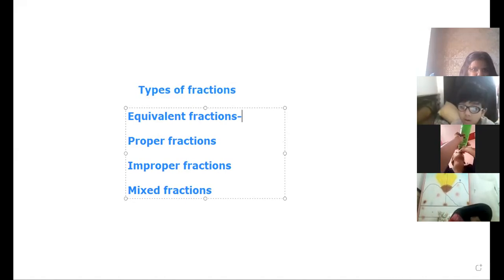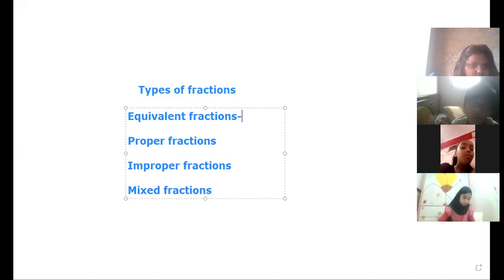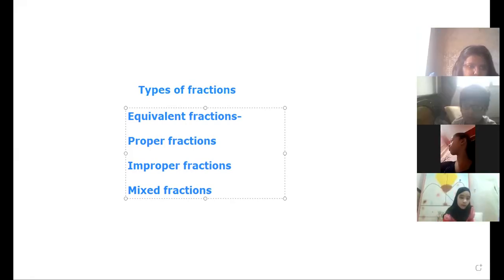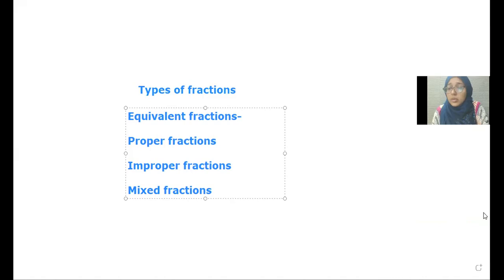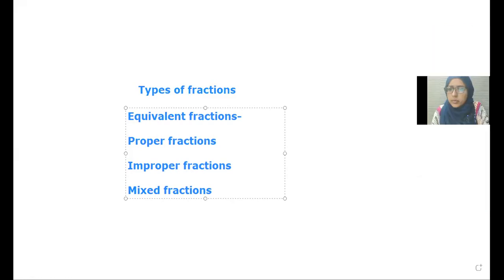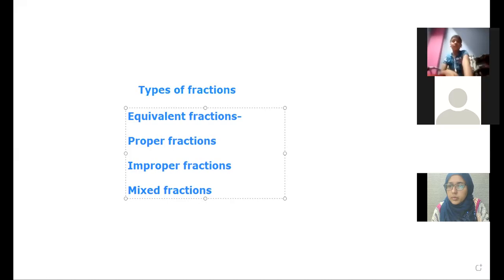What are equivalent fractions? Ma'am, equivalent fraction. Yeah, Isha, go on. Even if you're wrong, it's okay. At least make a try. Ma'am, we have to equal two numbers. Ma'am, can I tell? Yeah, please tell. Equivalent fractions mean fractions that represent the same value.